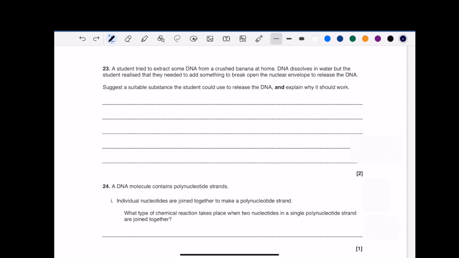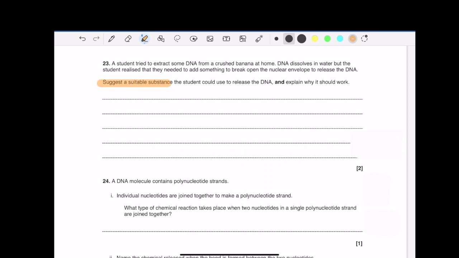So, let's begin. Suggest a suitable substance that the student could use to release DNA and explain why it should work. This topic, of course, is an AS topic.